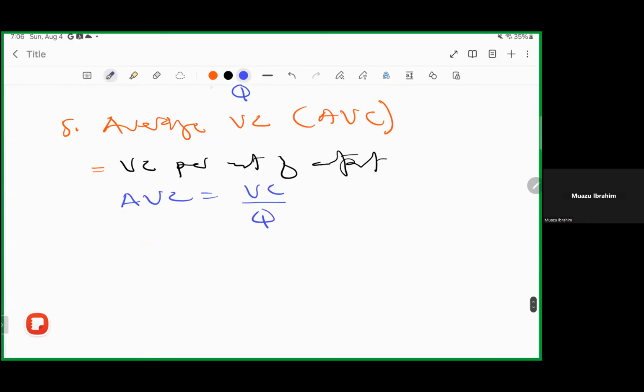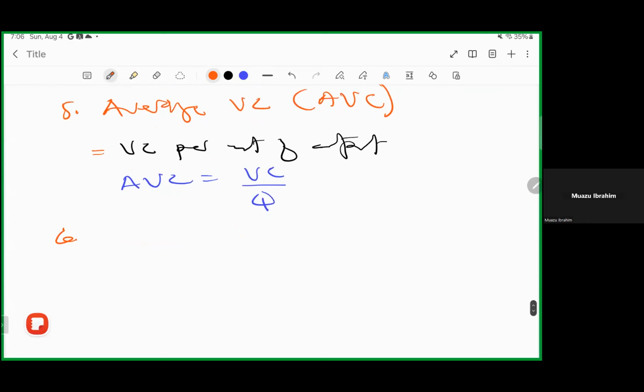The fifth one that you should also be aware of is what is called the average cost, AC. The average cost is looking at your total cost per unit of output. Total cost per unit.